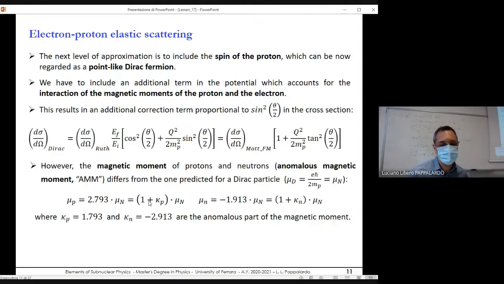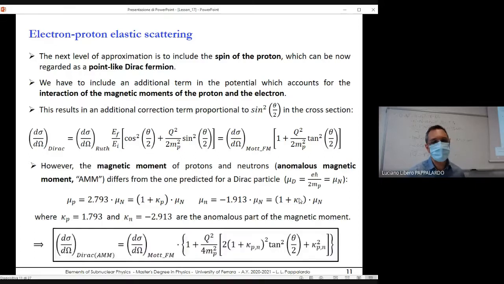So this we can write as 1 plus the anomalous part of the proton magnetic moment, which is 1.79. And also for the neutron, we can split this into 1 plus the anomalous component, where 1 means exactly the Bohr magneton, what we would expect for a Dirac particle, and the rest is the anomalous contribution. Now, once you take this into account, we have to correct once more the cross-section. So let me call this Dirac with anomalous magnetic moment. So it is the Mott with finite mass of the proton, and now we have to introduce these anomalous magnetic moment terms in the cross-section.